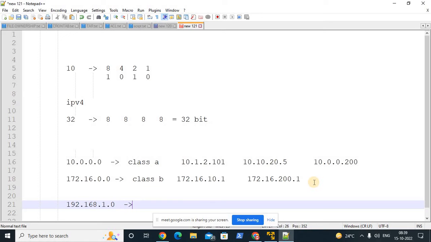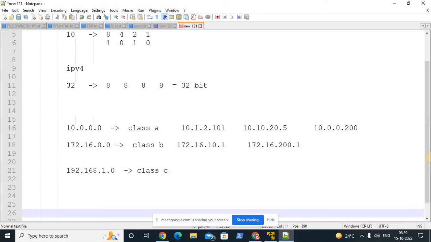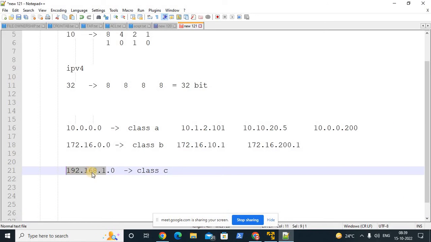In the third point, this is an example of class C. In the first 3 parts will be the network ID, and the last part is the host ID. That means we can change only the last part, like 192.168.1.10.